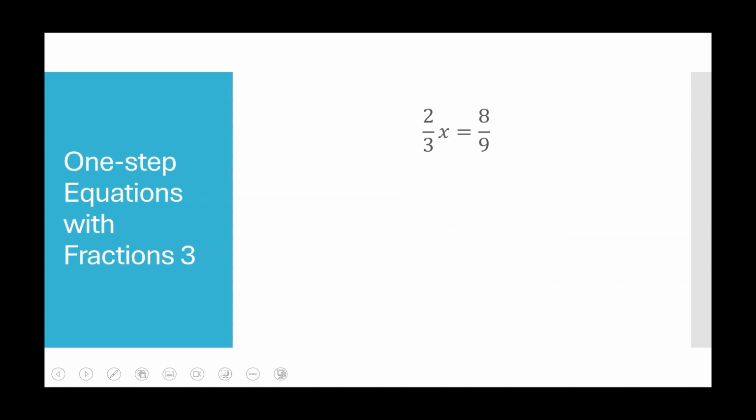2/3 times x equals 8/9. I'm going to solve this 2 ways. So the first way is remembering this as just 2 times x divided by 3. And we're going to undo each step by itself.